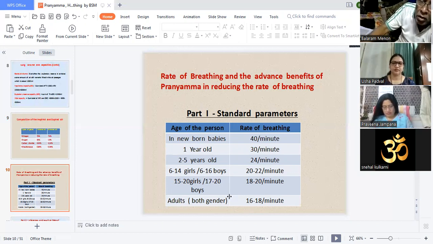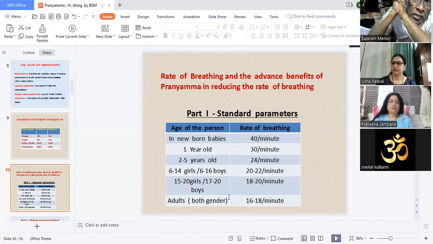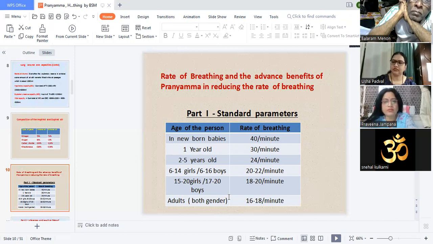Higher the inhalation and exhalation rate, what is the state of the mind? What is the state of the mind? We will be mentally unstable, that is, a lot of thoughts will be there. The lesser the breathing, the calmer the mind.